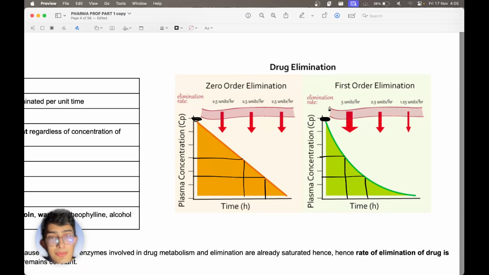I don't know if it's called exponential. It's going to be a curve, right? So what do we mean here? On the y-axis we have the amount of drug, and on the x-axis we have the time.